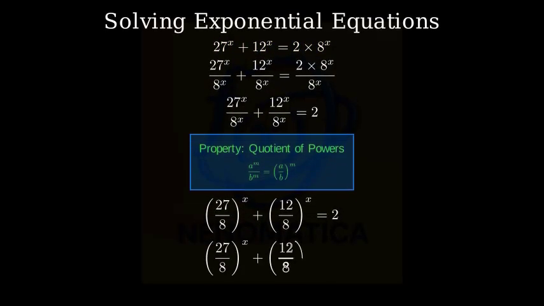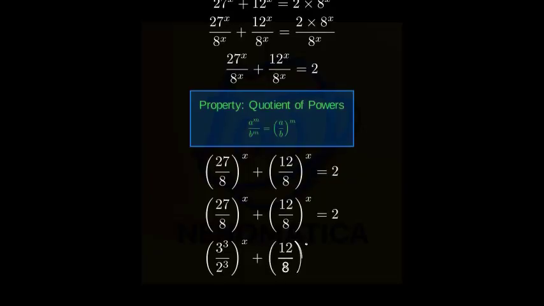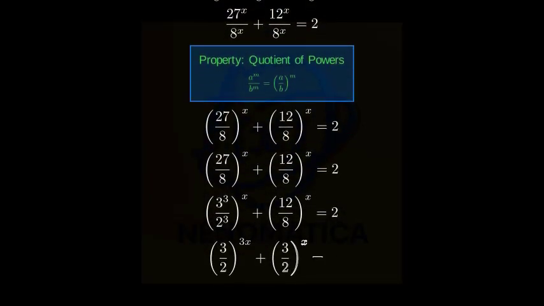Now, we can simplify these fractions. 27 divided by 8 is equal to 3 cubed divided by 2 cubed, which is 3 to the power of 3 divided by 2 to the power of 3. This further simplifies to the quantity 3 divided by 2, all cubed, and 12 divided by 8 simplifies to 3 halves. So our equation becomes the quantity 3 halves cubed to the power of x plus the quantity 3 halves to the power of x equals 2.